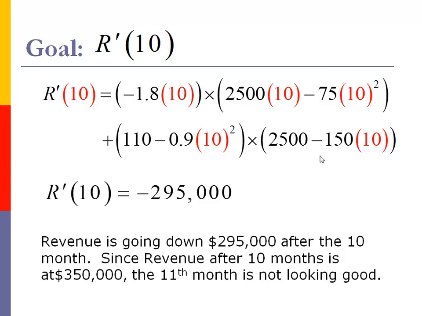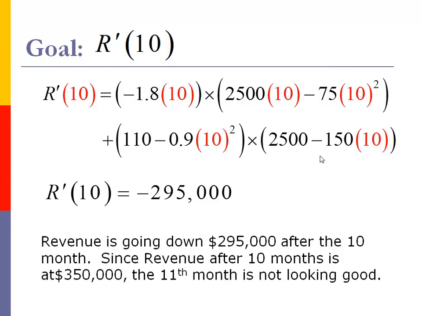So if I'm going down at the rate of 295,000, at that 11th month, I'm only going to be looking at something like 55,000 as my revenue for that 11th month. Still making money. I'm still making $55,000. It just all depends what's my cost for that 11th month to see if it's healthy for my business to stay around. So that's the first example there.